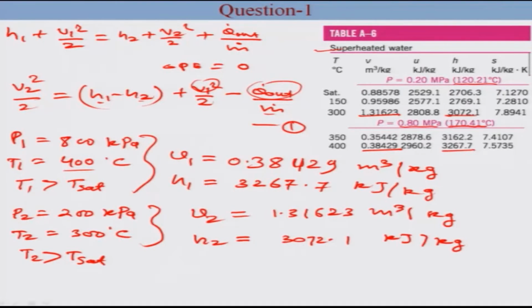Now we need to find the mass flow rate. The mass flow rate can be calculated as inlet area times inlet velocity divided by initial specific volume. After plugging these values here, we get m dot equal to 0.08 meter square. It is given in the problem.